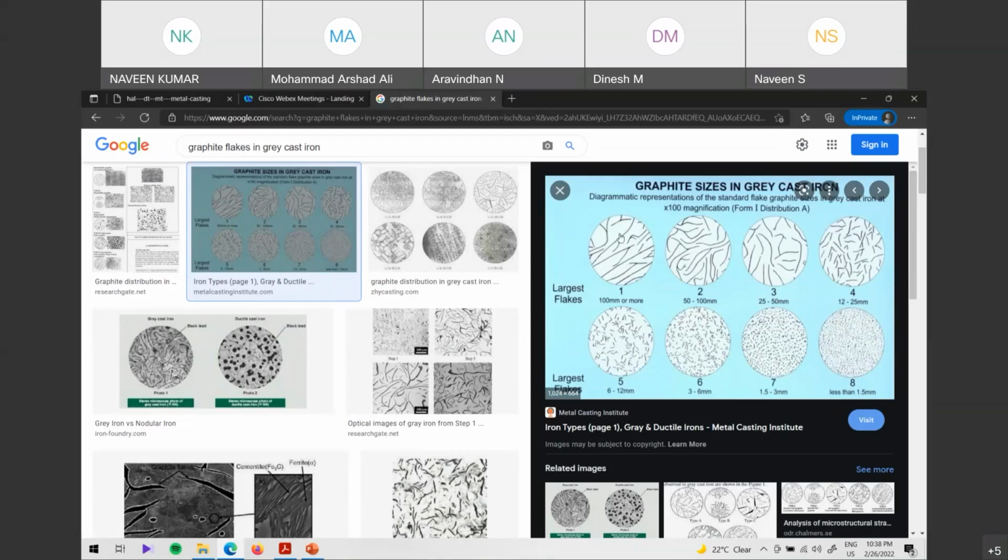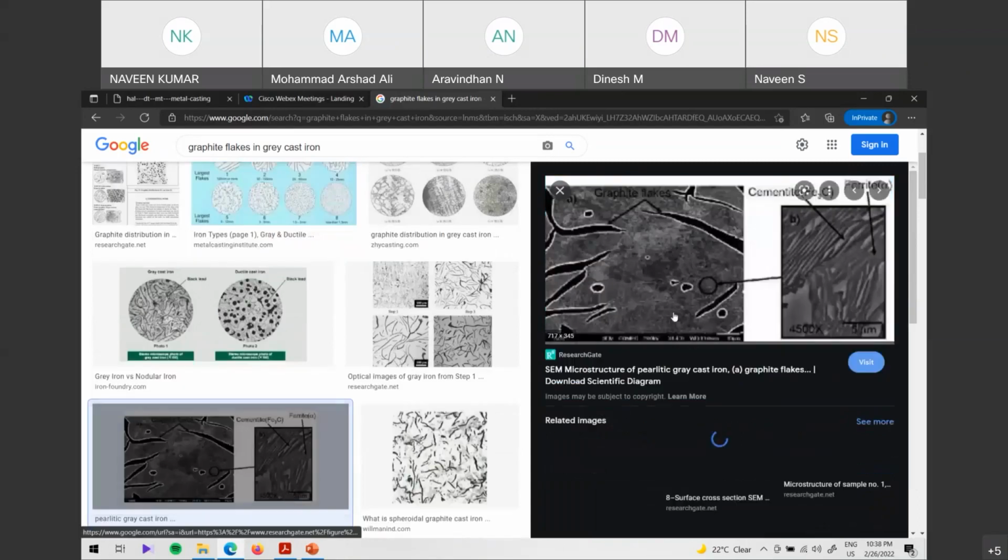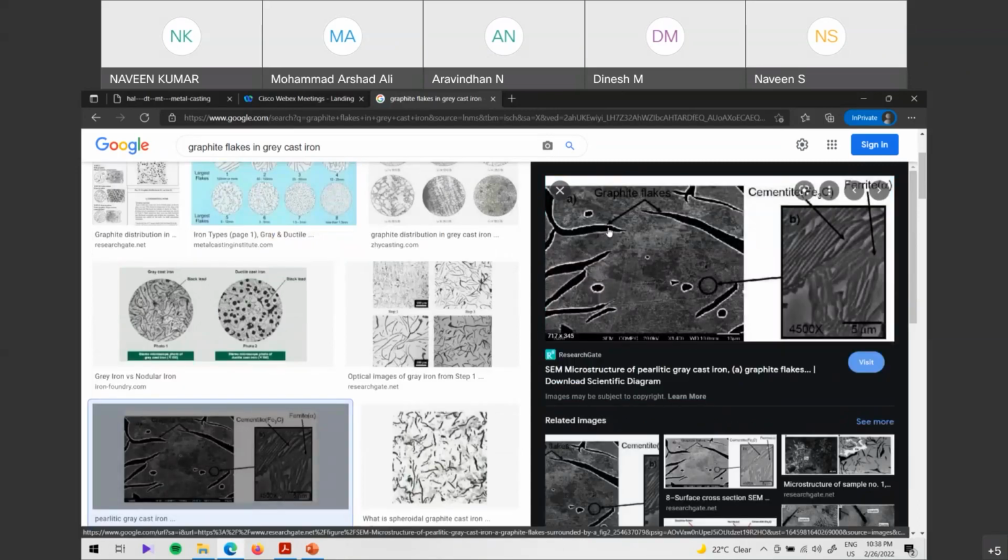Yeah, these are called flakes actually. I couldn't do it clearly. If you see, these are exactly what these small flakes are. You see here, these are the flakes, graphite flakes.